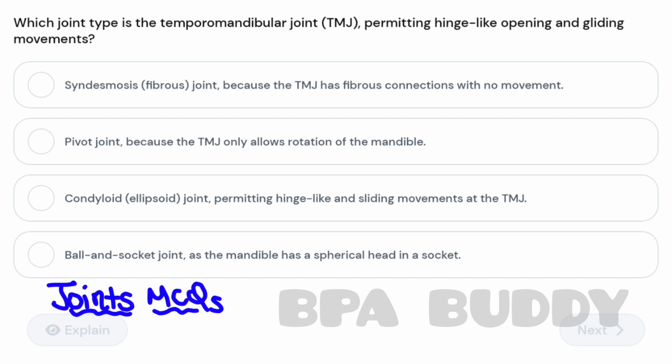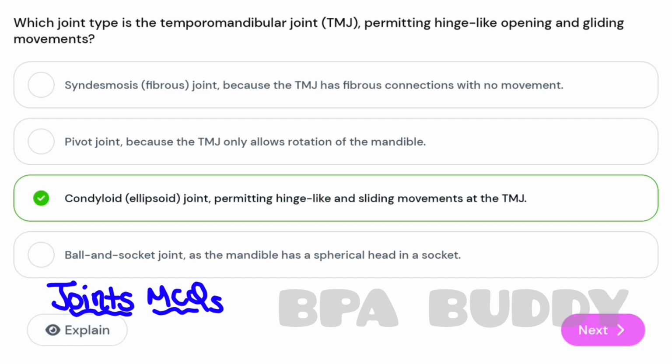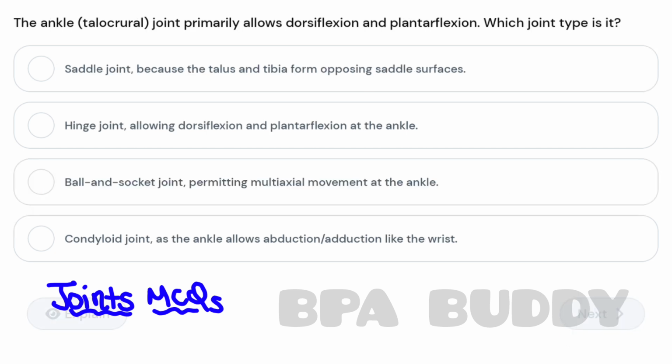Which joint type is temporomandibular joint, permitting hinge like opening and gliding movements? Condyloid joint, which permits hinge like and sliding movement in temporomandibular joint. They enable opening and closing of the jaw and limited translation.